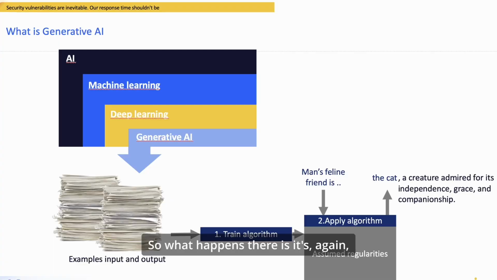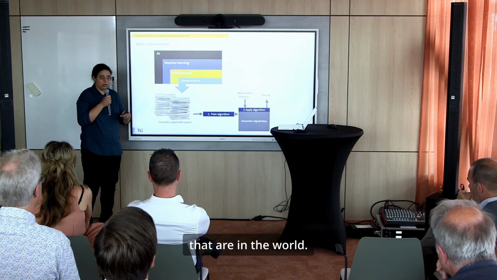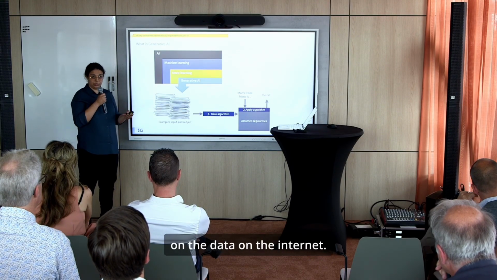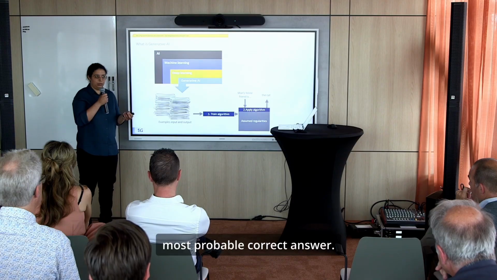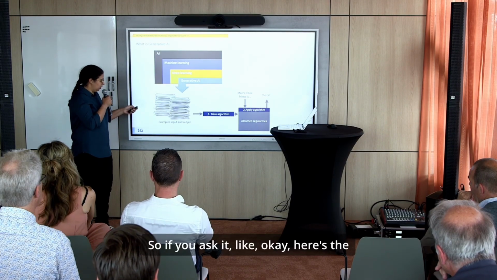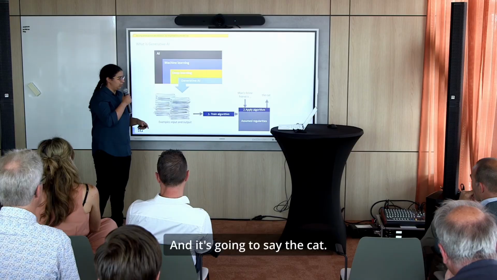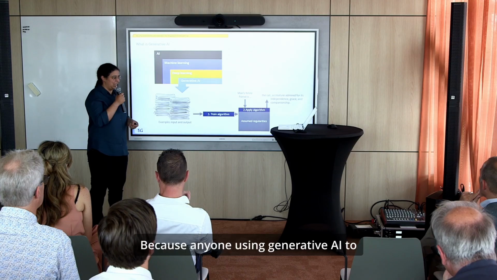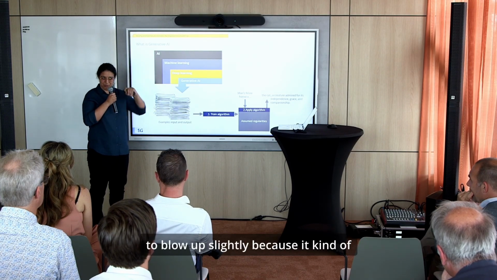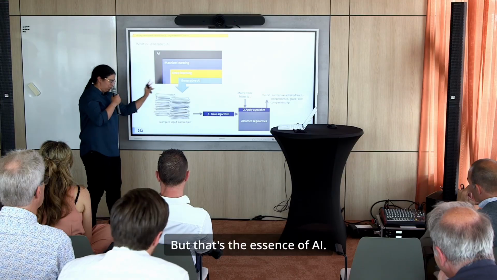So what happens there is it's, again, a statistical algorithm, but it has seen all the things that are in the world. So its world is built based on the data on the internet. And it has examples of input, it has examples of output, and from that it can learn what is the most probable correct answer. So if you ask it, what's man's feline friend, it's going to say the cat. But that's the machine learning way of doing things. Generative AI will add some extra text, because anyone using generative AI to write an email will see that the text size is going to blow up slightly, because it keeps on guessing and adding more and more words, and then you get no content, but a lot of words. But that's the essence of AI.